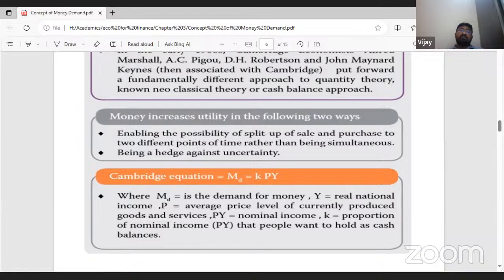So why do I need to hold this as cash? Sir, there may be some uncertainty. That is what I said, for precautionary purpose, I may hold it as cash. So instead of spending that 1 lakh rupees, out of which 80,000 has been spent, the balance 20,000 which I am holding in my hand will be considered for precautionary purpose. Clarity is there?